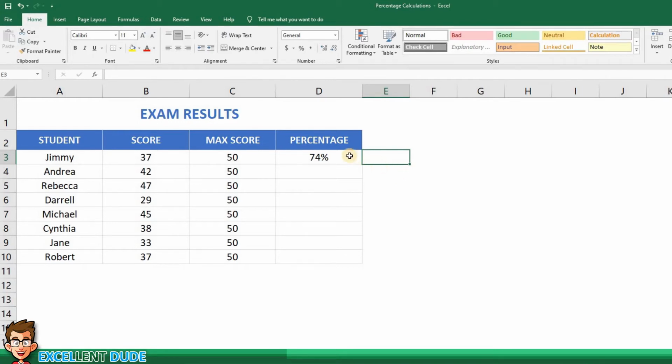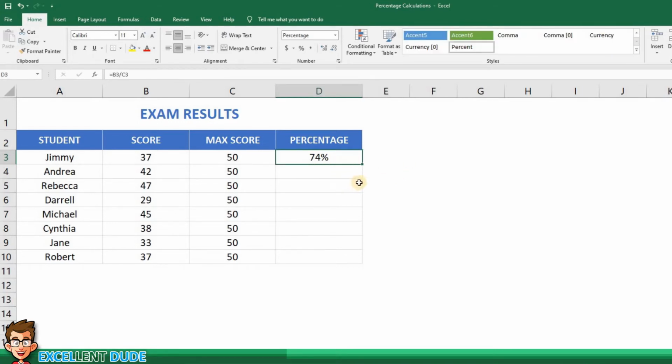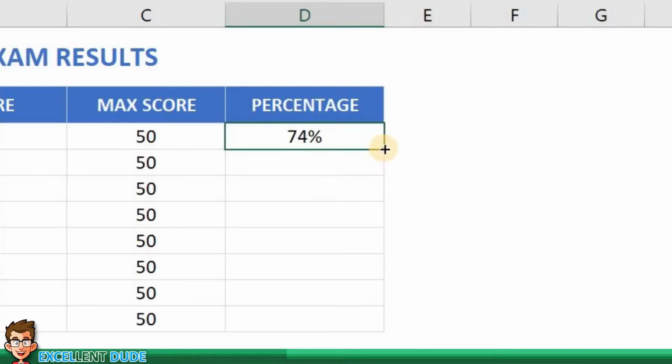I'll now copy the formula to the other rows by highlighting cell D3, and I'll look for the box at the lower right, put my mouse over it until the cursor changes to a plus sign, and then I'll right-click and drag to the remaining rows.